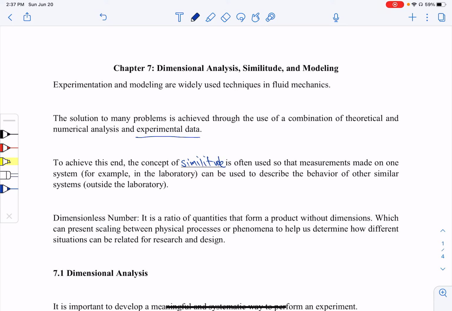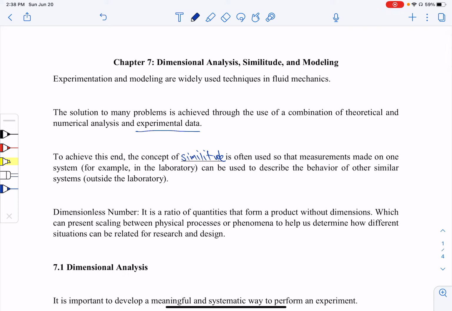So similitude is used to measure the system, for example, in the laboratory, and then to describe the behavior of other similar systems outside of the laboratory. What it means is that, for example, just assume we would like to make a wind turbine and see the effect of the blade size on the performance. So can we make the real blade in different sizes and see if it can improve the turbine efficiency, or how can it improve it?